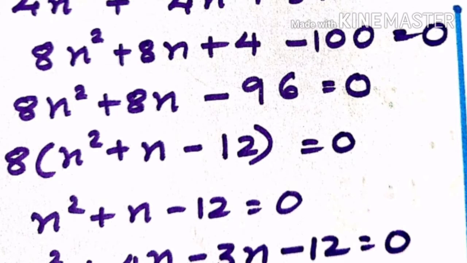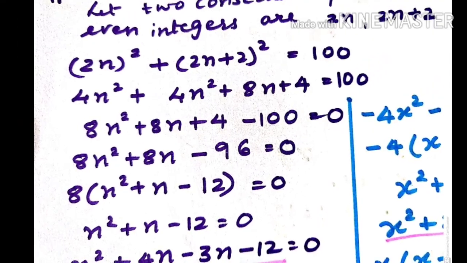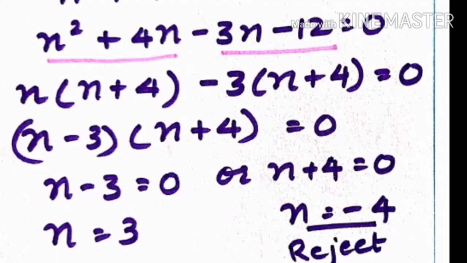So now in the next step we have to find factors: from the first two terms we will take common, and from the other two terms we will take common. See, I have already underlined with the pen. Now n plus 4 minus 3 (n plus 4) is equal to 0. So first bracket n minus 3, second n plus 4 is equal to 0. So n minus 3 is equal to 0 or n plus 4 is equal to 0. So I get n is equal to 3 and n is equal to minus 4.